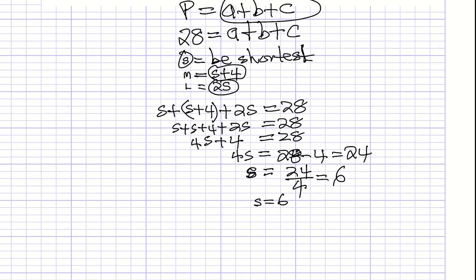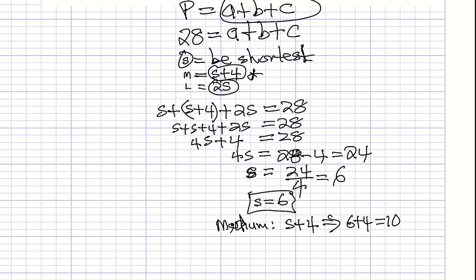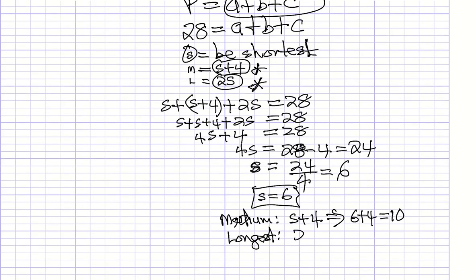Then if you get that, then the medium side, this is the shortest side. The medium side, I see up there, M, right here. Medium will be S plus 4, which is the same thing as 6 plus 4, and that's 10. Medium side will be 10. The longest side, you see it up there, right here. The longest side will be 2S. That means 2 times 6. That's 12. So we got all the sides right here.